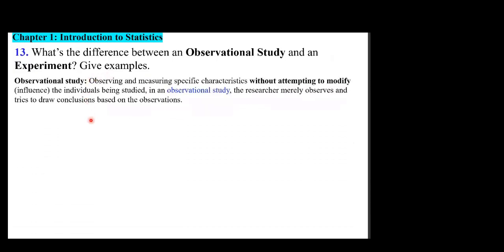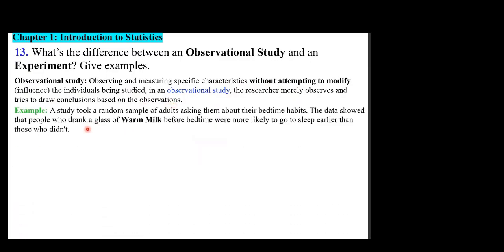What's the difference between an observational study and an experiment? Observational study: observing and measuring specific characteristics without attempting to modify or influence the individuals being studied. In an observational study, the researcher merely observes and tries to draw a conclusion based on the observations. As an example, a study took a random sample of adults, asking them about their bedtime habits. The data showed that people who drank a glass of warm milk before bedtime were more likely to go to sleep earlier than those who didn't.